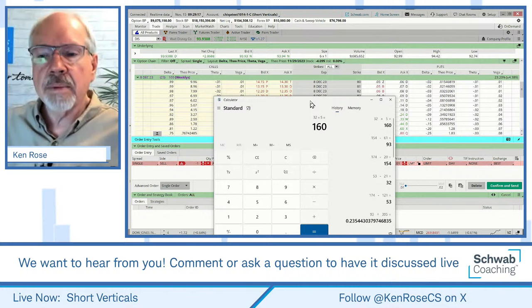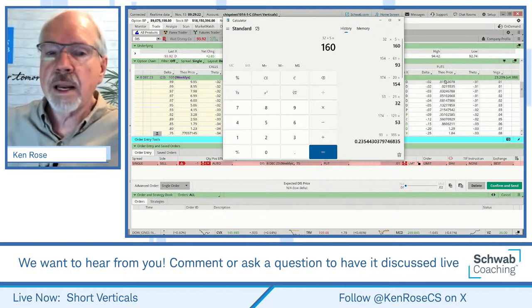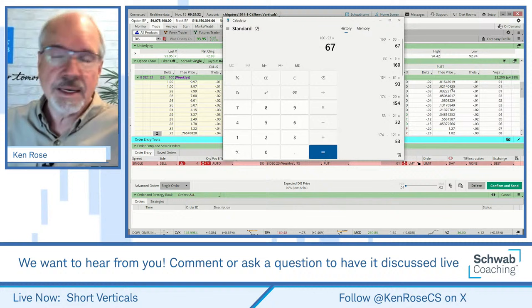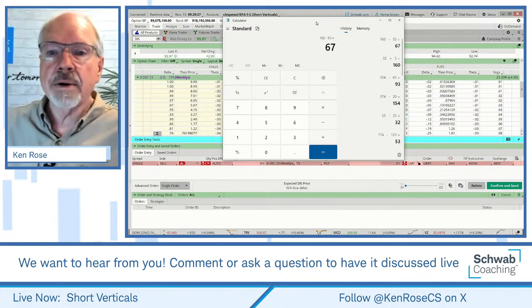So if we are incorporating a stop loss, we would do possibly better here, possibly better by about $67 if we went with the wider strike price. And again, that does assume that the stop loss does get filled on that. Okay. So we've looked at the pluses and minuses.